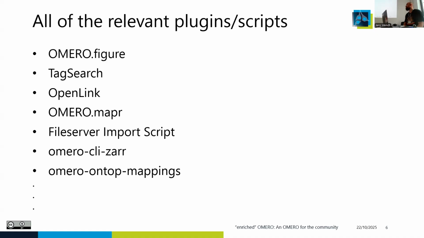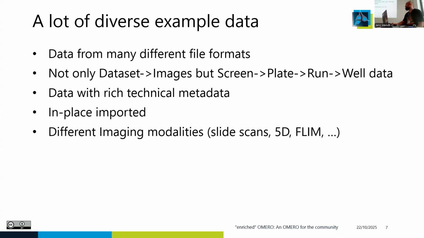We come to the buts later on. I tried to put stuff on there as well as I could and test it, but it's not easy. But still, cram it full of plugins and useful scripts that people might be needing. And the third column was a lot of diverse example data. So basically what we all know, data from many different file formats, not only datasets and images, but also the whole other column, screens, plates, wells, etc.